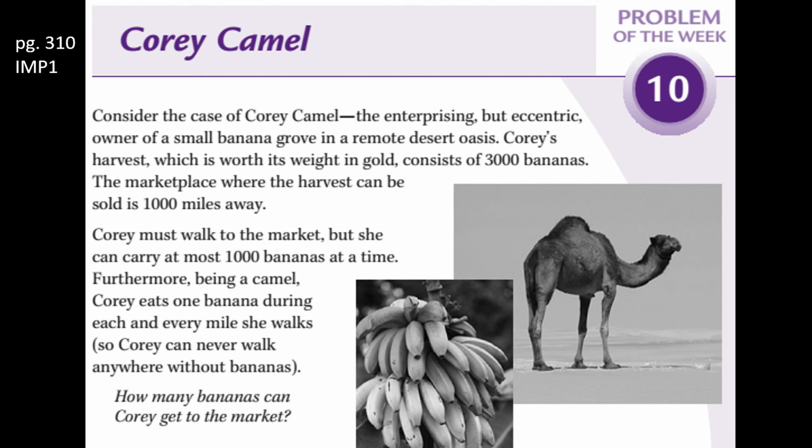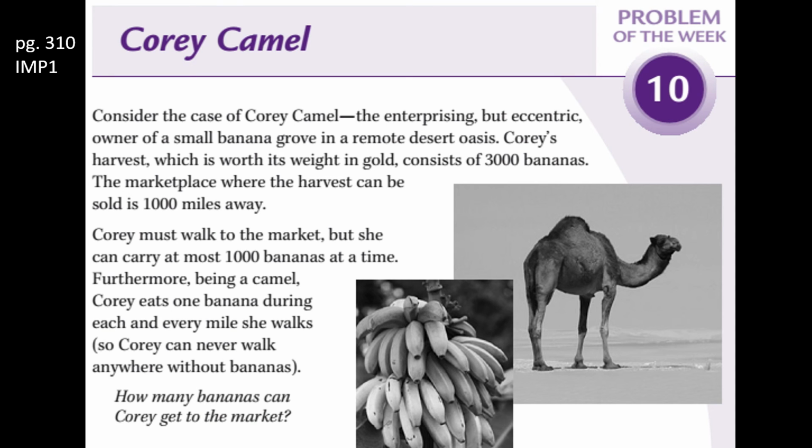Consider the case of Corey Campbell, the enterprising but eccentric owner of a small banana grove in a remote desert oasis. Corey's harvest, which is worth its weight in gold, consists of 3,000 bananas. The marketplace where the harvest can be sold is 1,000 miles away. Corey must walk to the market, but she can carry at most 1,000 bananas at a time. Furthermore, being a camel, Corey eats 1 banana during each and every mile she walks. So Corey can never walk anywhere without bananas.